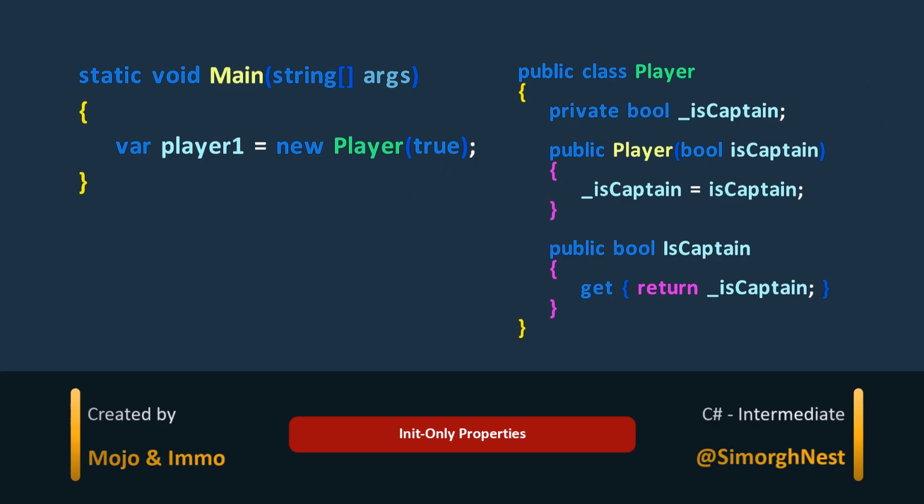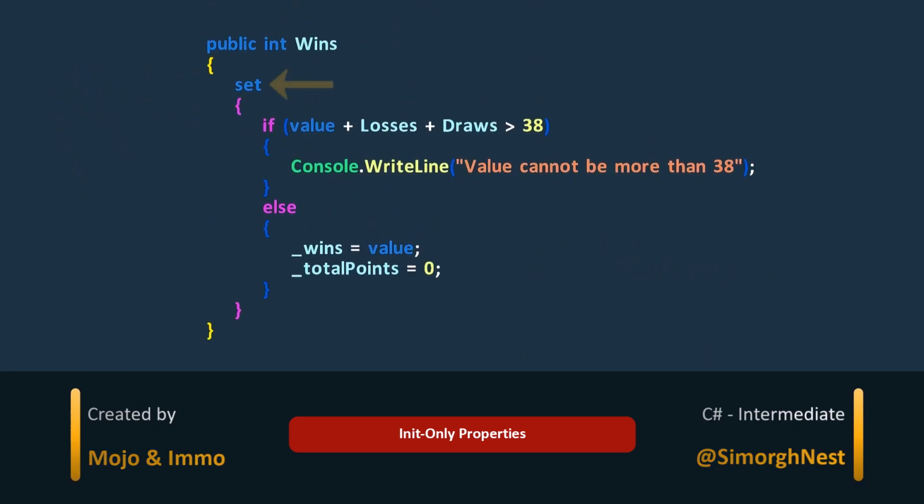Another disadvantage is that we don't perform any validation or extra processing on the assigned value for isCaptain, unlike properties with a set accessor. However, by using an init-only property, we can avoid these disadvantages altogether.